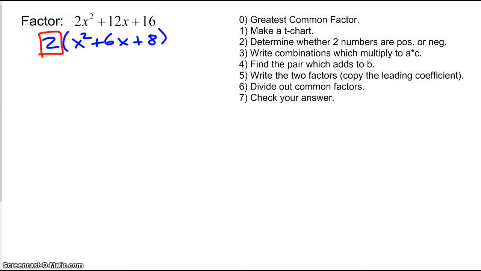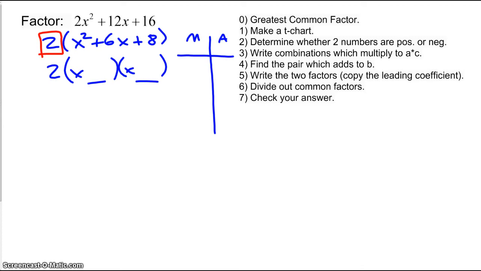which now has a leading coefficient of 1. So I would do my normal factoring, where I make a t-chart, and I multiply and add to a particular number, the two numbers that are going to go on the factors here, like this. And I still have that 2, so I don't want to forget to copy that down. But I'm looking for these two numbers. Those two numbers have to multiply to the outside numbers, which is 1 times 8, and they have to add to the middle number, which is 6.